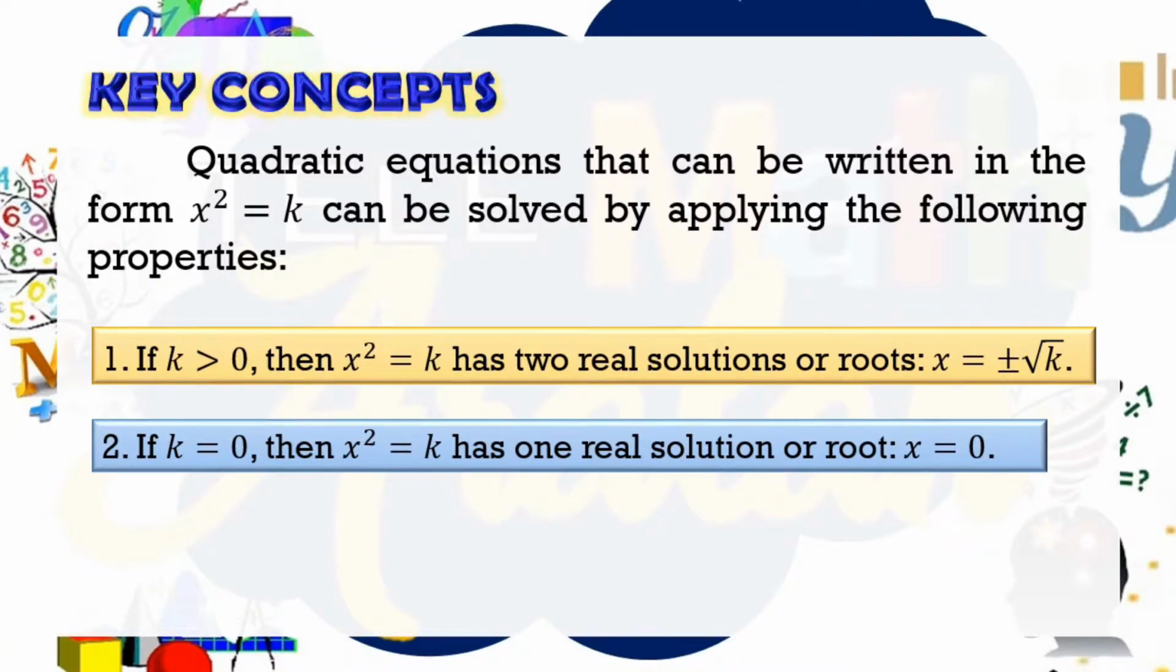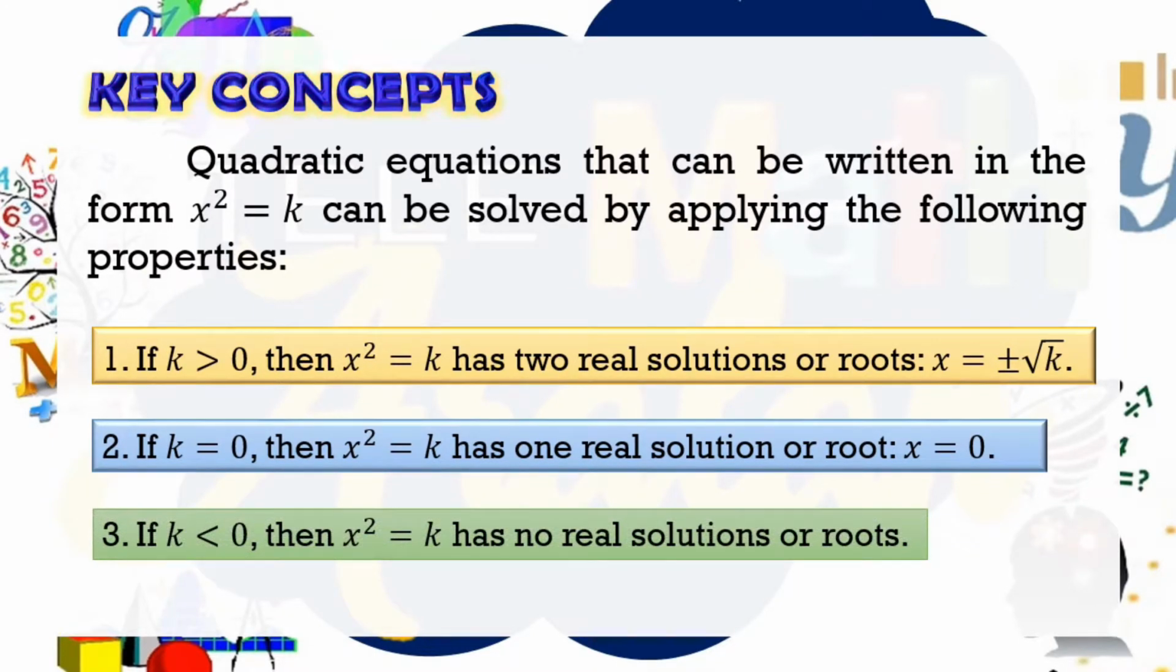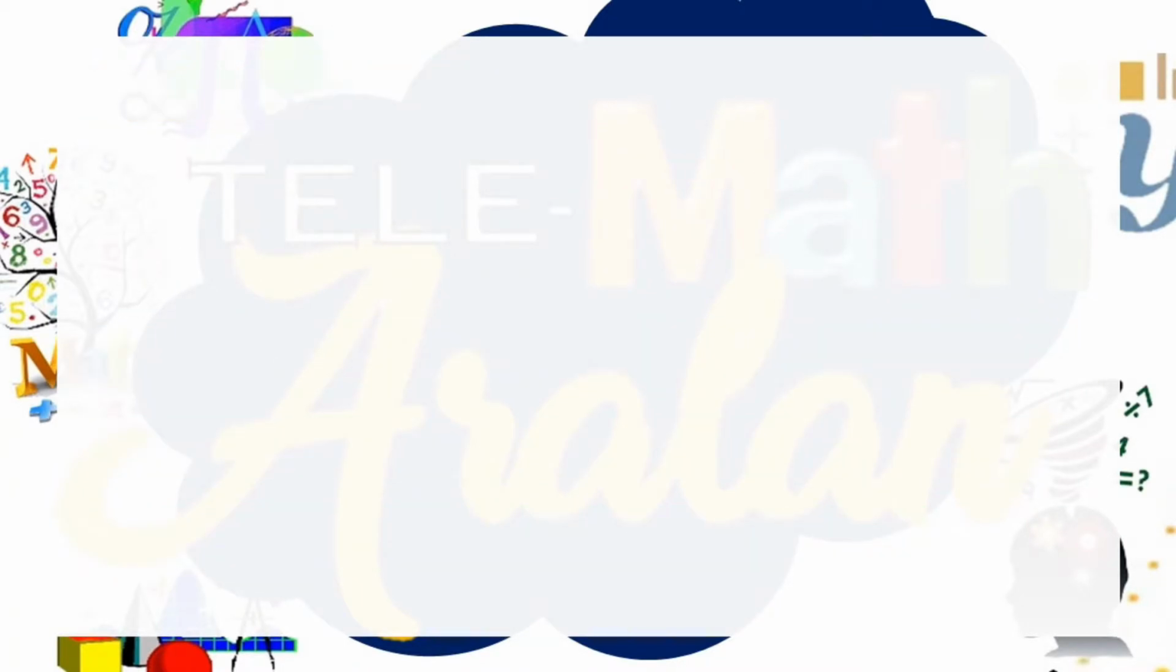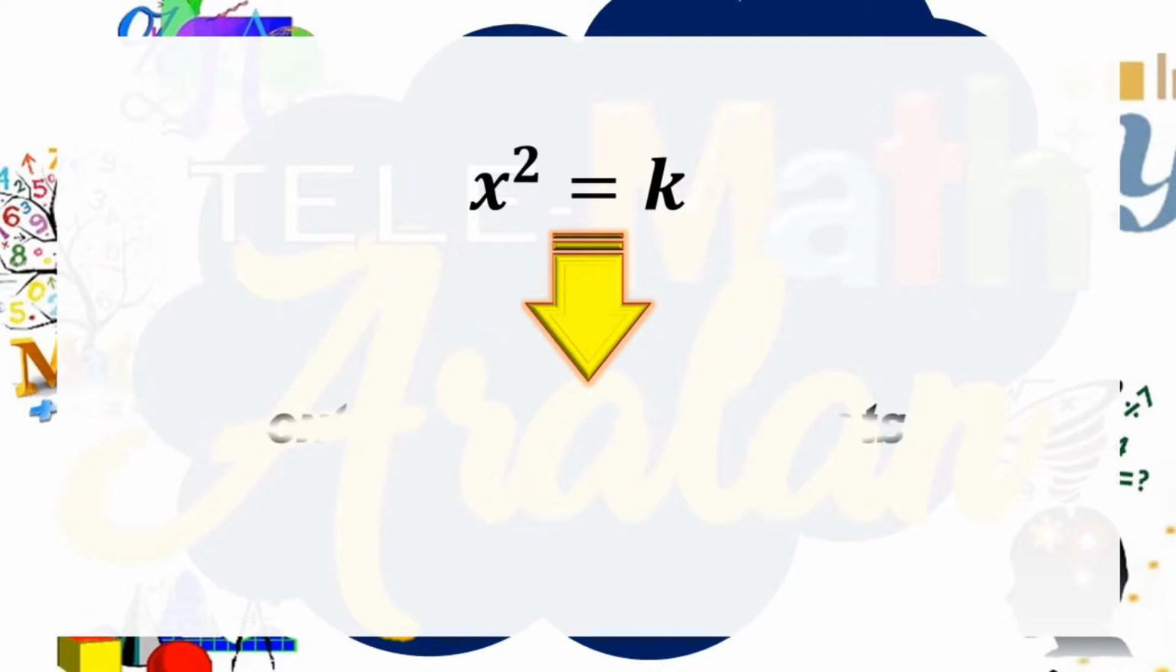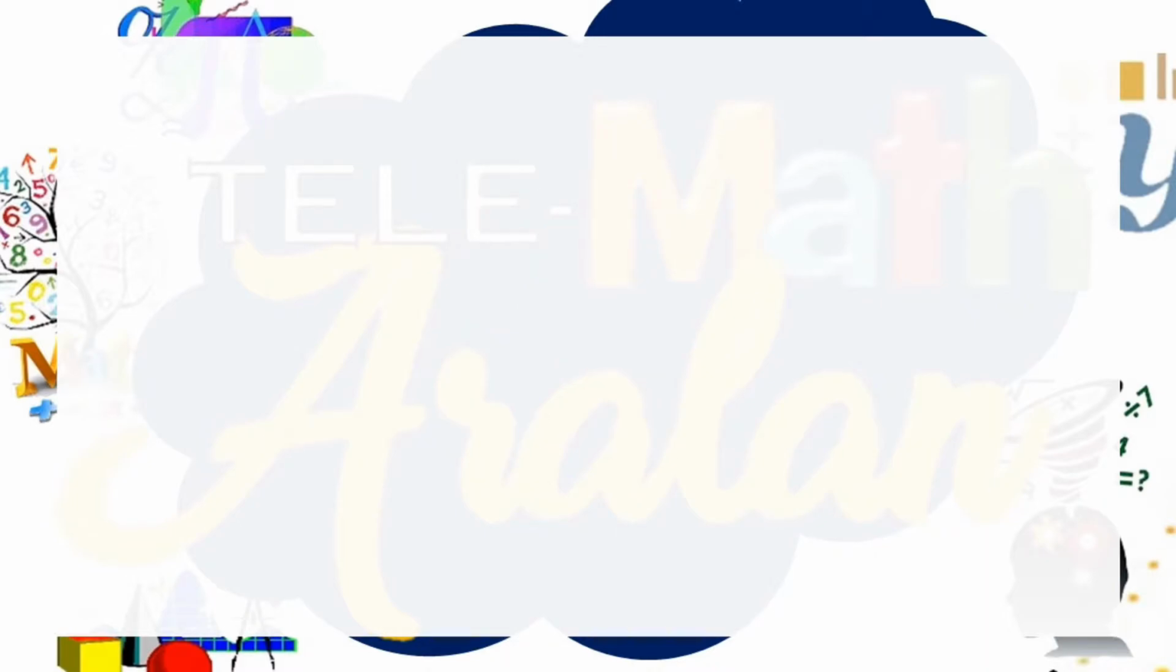Second, if k is equal to 0, then x squared equals k has 1 real solution or root, that is, the value of x is equal to 0. Third, if k is less than 0, x squared equals k has no real solutions or roots. The method of solving the quadratic equation x squared equals k is called extracting square roots.